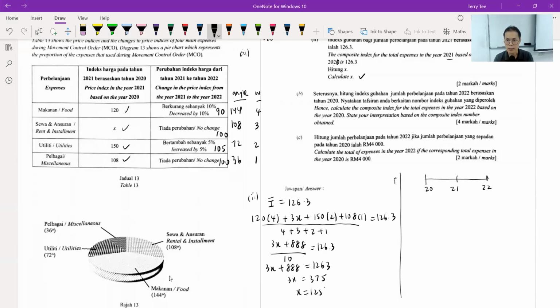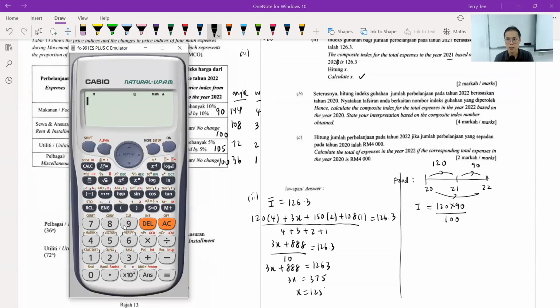So let's look at the example of food. For food, 2020 to 21 increased by 20%, which is 120. 21 to 22 dropped by 10%, the index is 90. To find the overall increment from 2020 to 2022, we take 120 times 90 divided by 100. I hope you know about this. This is the simplified chain rule, we call it. So 120 times 90 over 100 will be 108. Yes, for food, it will be 108.